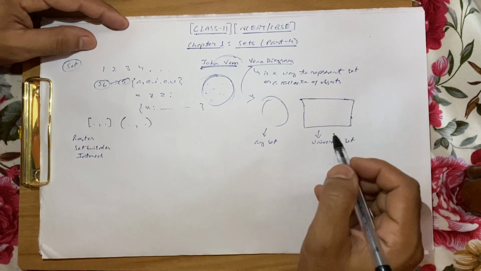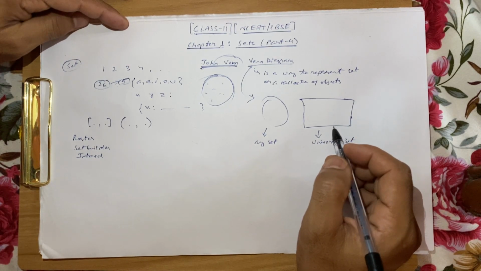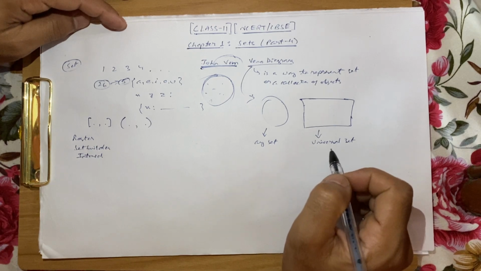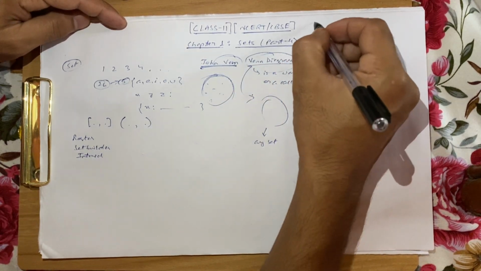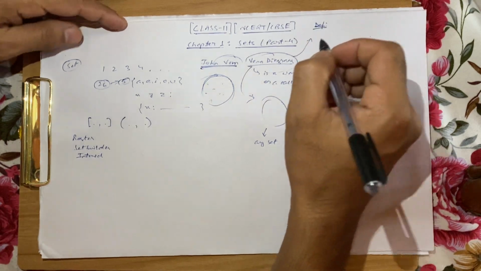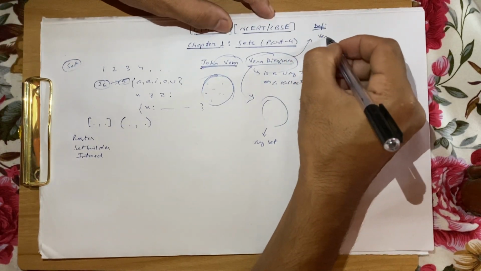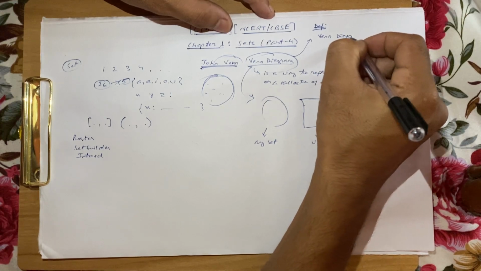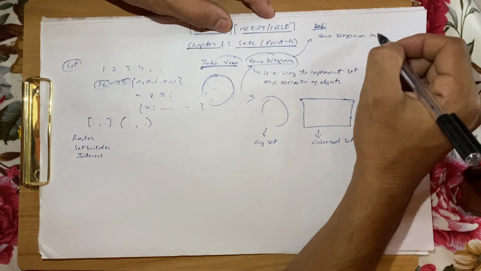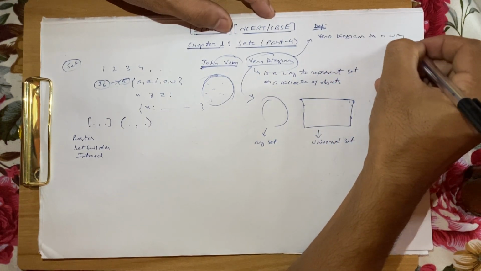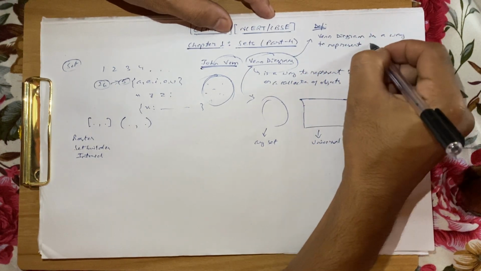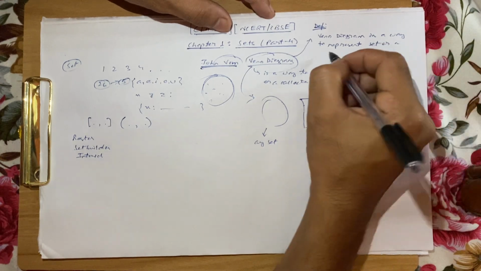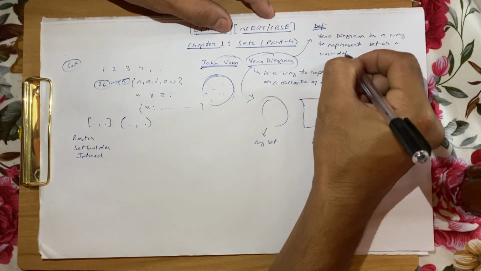Universal set, whenever you need to represent a universal set, make use of a rectangle. So now, what is the proper definition of a Venn diagram? Okay, this is kind of a definition of a Venn diagram. Venn diagram is a way to represent what? To represent a set or a well-defined collection of objects, right?